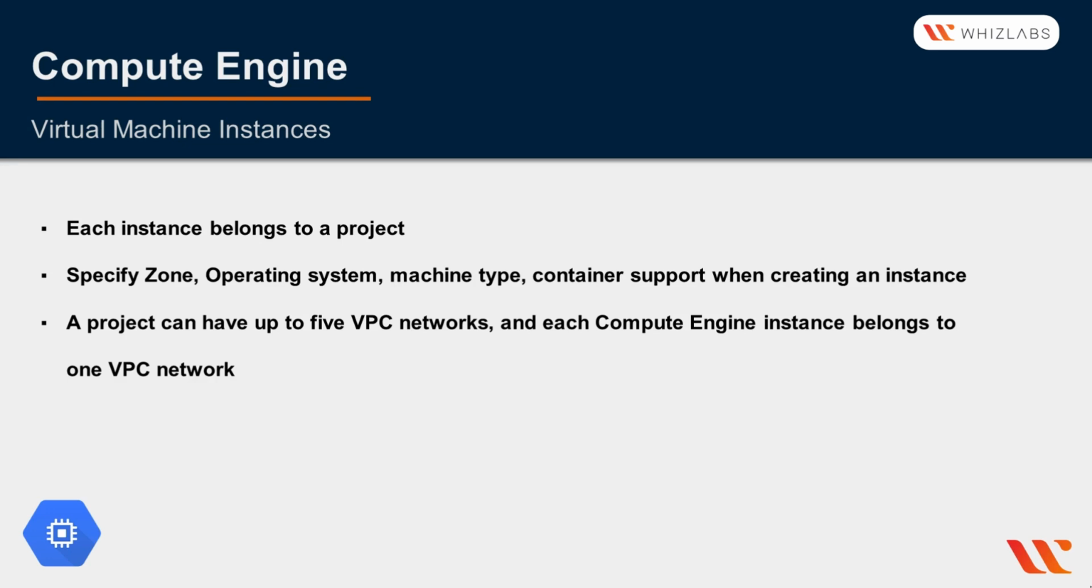Each VM instance belongs to a project. When you're creating a VM, there are a lot of options to choose from. These can include the physical region and zone it belongs to, the operating system, machine type, and container support. A project can have up to 5 virtual private clouds, but each VM instance can only belong to one VPC. Instances in the same VPC can communicate locally.